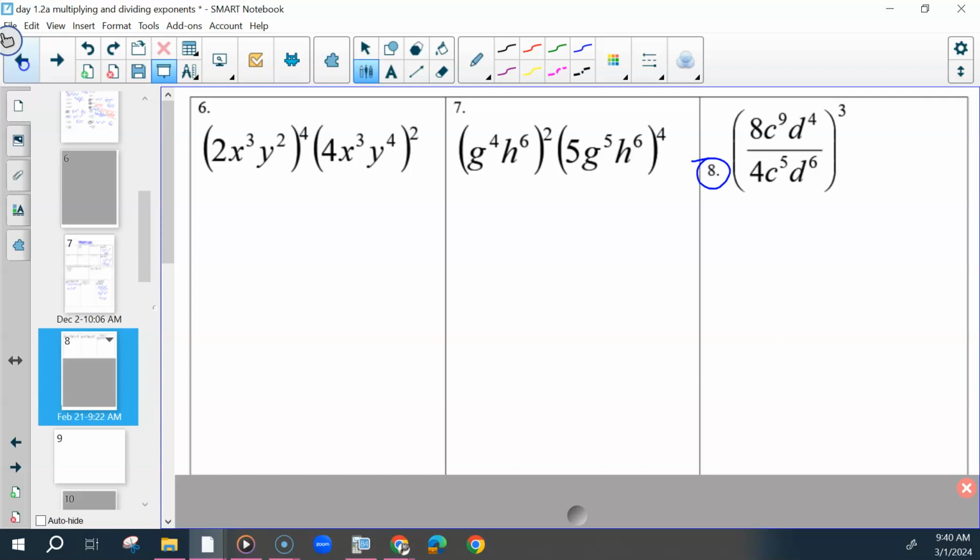8, what operations are we doing? Or do you see? We are multiplying, we are dividing, we will be subtracting, and we are raising an exponent to another exponent. So, do we want to do what's on the inside first, or deal with the outside first? Okay, so if we're dealing with the outside first, multiply that exponent to all of your inside exponents. 8 to the 3rd, c to the 27th, d to the 12th, over 4 to the third, c to the 15th, d to the 18th.